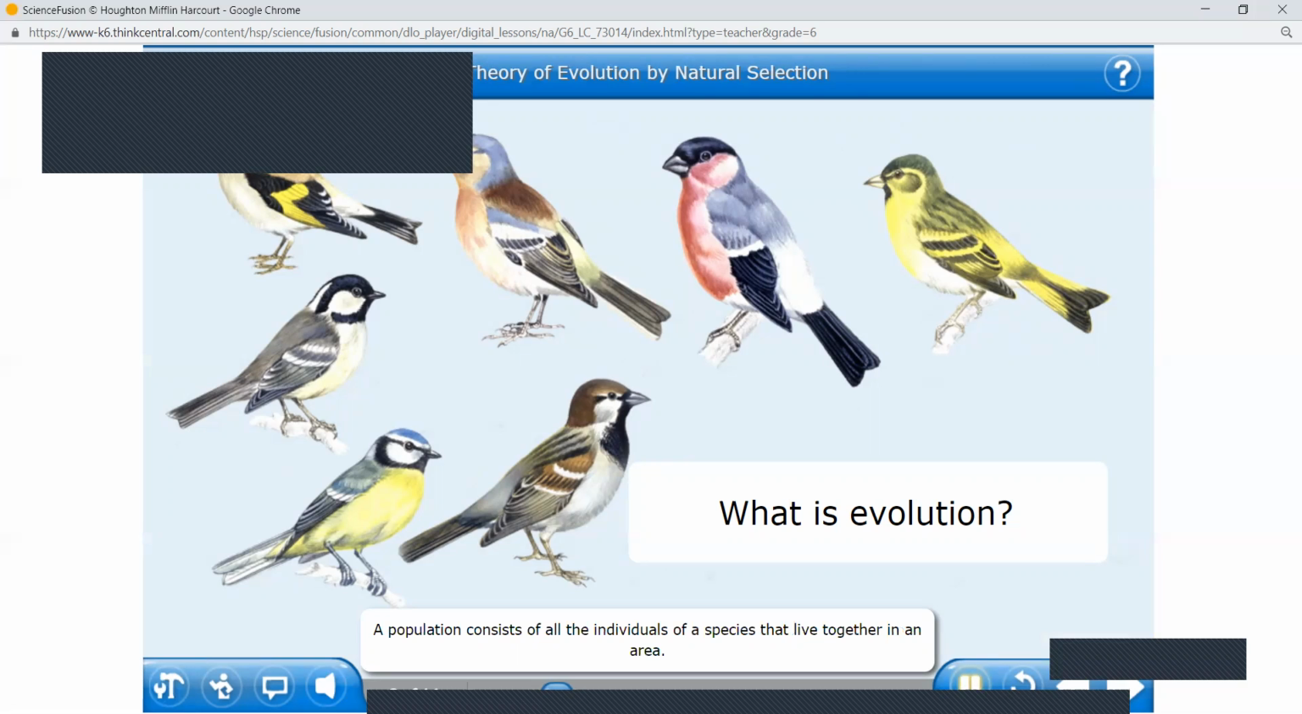A population consists of all the individuals of a species that live together in an area. A species is a group of closely related organisms that can produce fertile offspring. A scientist named Charles Darwin developed a theory of how evolution takes place.